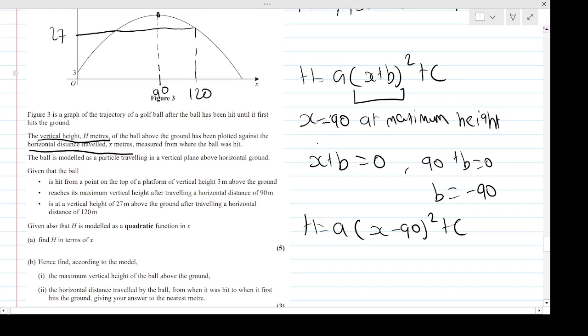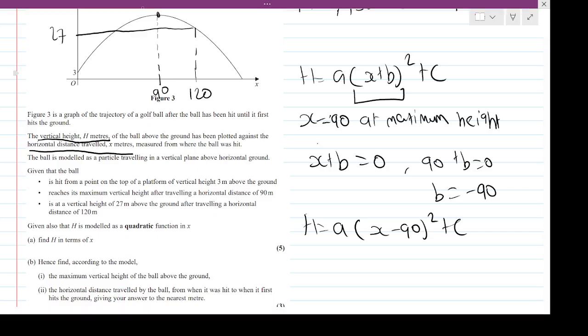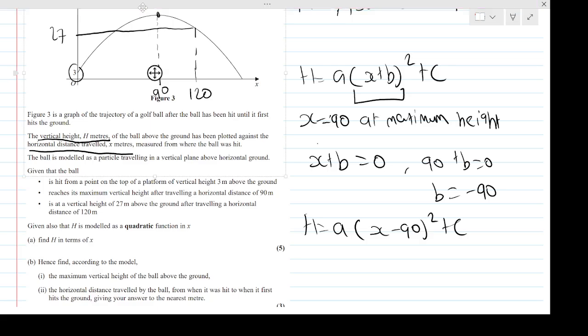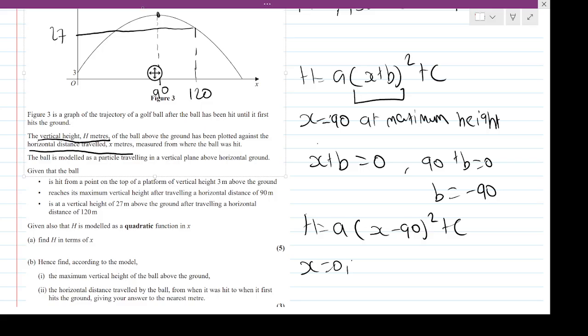We've looked at the maximum point. Now we need to look at the other points we're given. And it's going to be firstly this point here, right? So this point here, initially when x is 0, h is 3. So we can literally then say x is 0, h is 3.